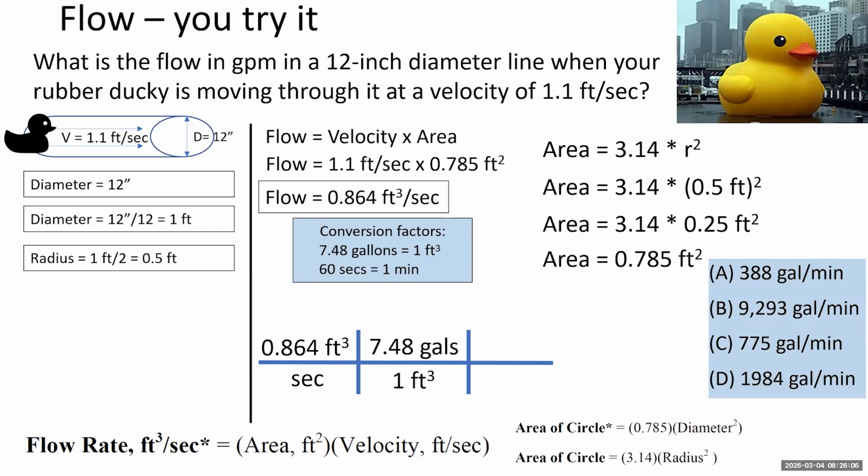So we take our answer and we write it out in the grid. We put our conversions in there. We cancel out all of the units that we can. So cubic feet and seconds, leaving us gallons per minute. Now we can multiply the 0.864 times 7.48 times 60.